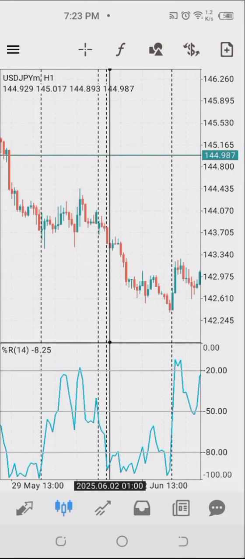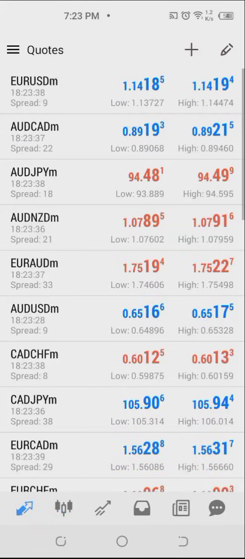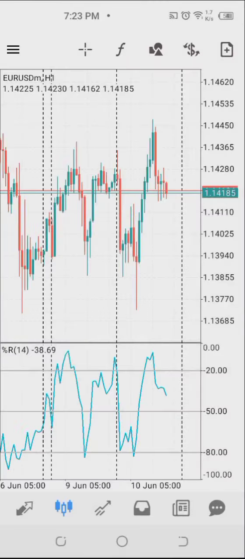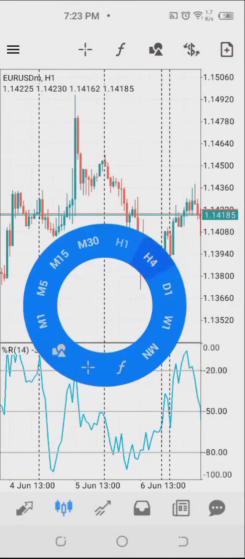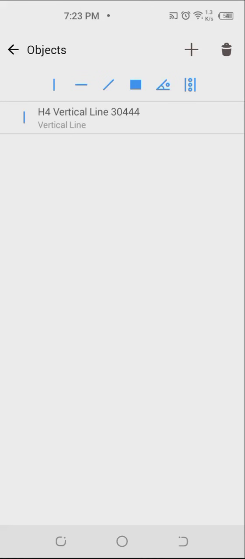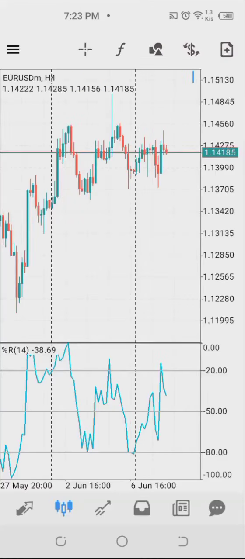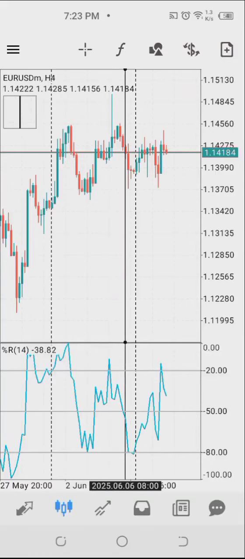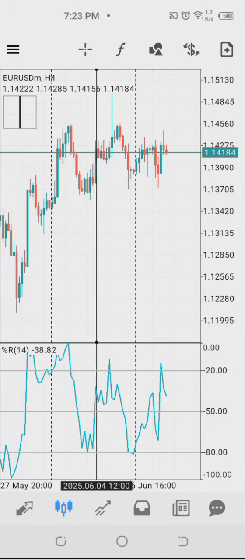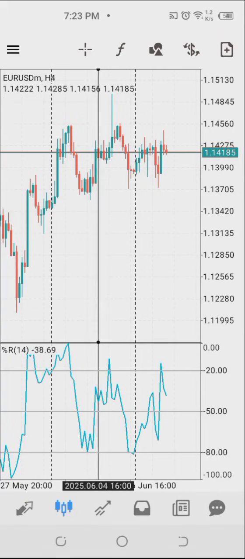Now let's look at another trading pair. Let's look at Euro USD. Okay, so I'm going to go to my H4 time frame, and this is my marker. So I want to look out for a buy setup. Now, remember what I said, for a buy setup, I'm going to need to have my H4 time frame, I'm going to wait for the Williams percentage range to be above minus 50.